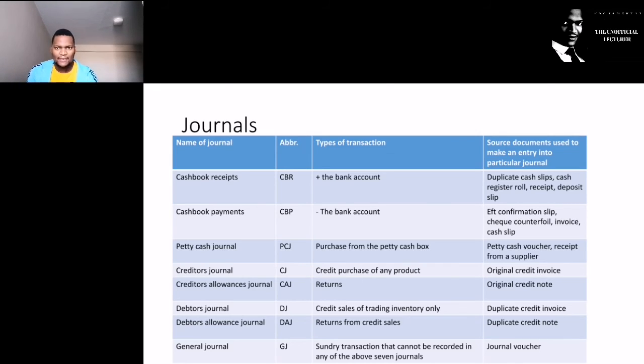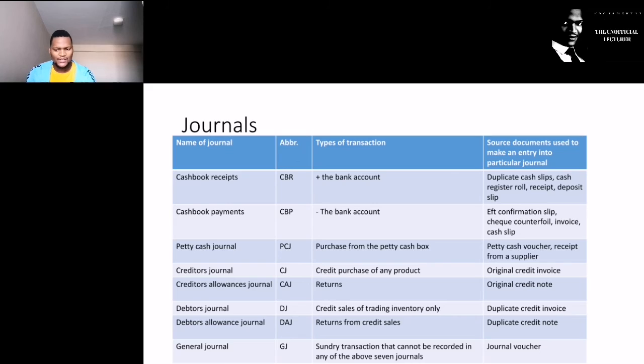Now, if they are not happy with the items that they bought, they are also entitled to return them to the store. And when they return them, we use what we call debtors allowance journal. Debtors allowance journal allows customers to return the goods that they are not happy with. And when they return them, for source documents, we'll use a duplicate credit note because the original credit note remains with the customer.